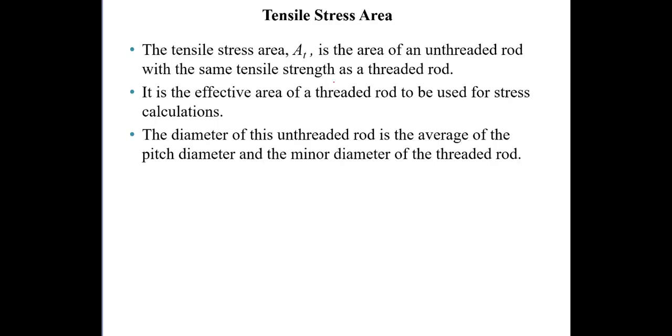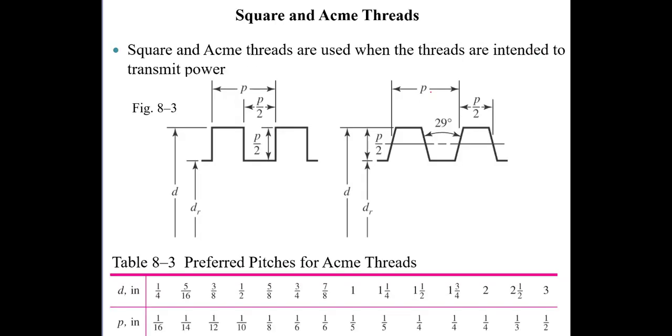So that tensile stress area, as I mentioned, is the area of an equivalent unthreaded rod with the same tensile strength as the threaded rod. And we're going to use that when it comes to strength specifications and fatigue specifications for bolted connections. But before we get there, I want to go back to the square and ACME thread, the power screws that we were talking about. They have a very different kind of thread geometry.